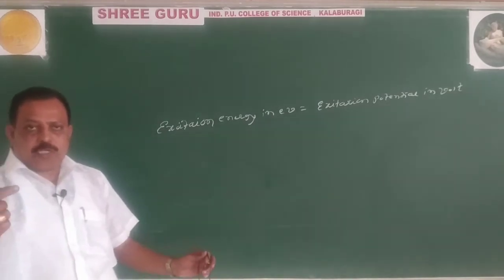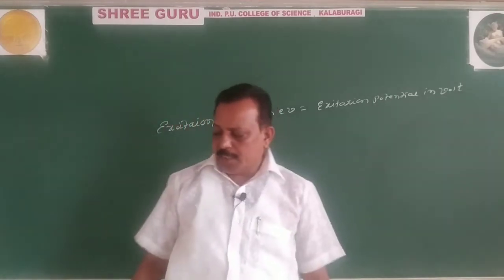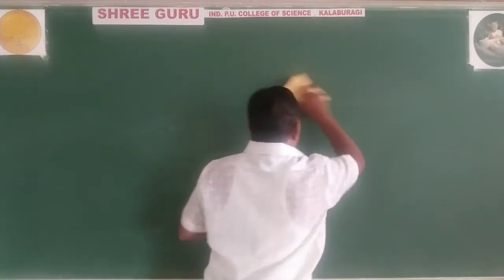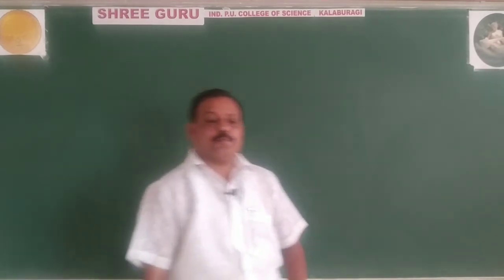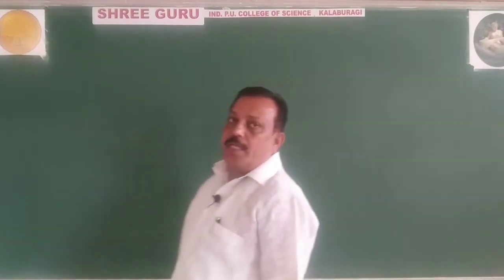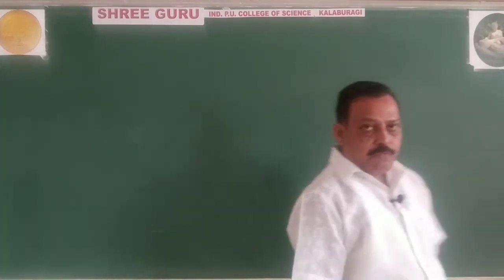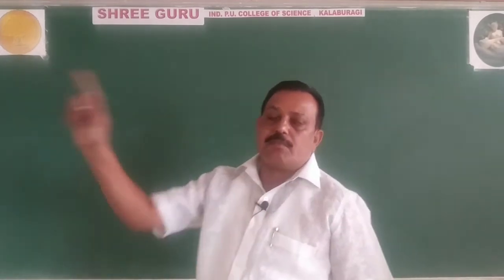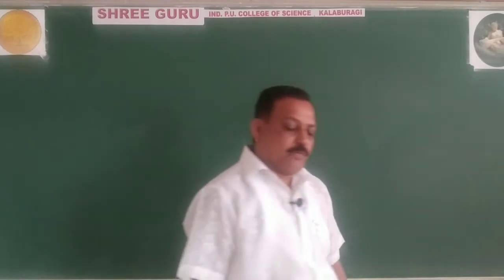From one orbit to another orbit we say excitation; completely removing the electron from the orbit, that is nothing but the ionization concept. Then I come across ionization. Ionization is the process of removing the electron completely from the atom. The amount of energy required to remove the electron completely from the atom is known as ionization energy, and this ionization energy is measured in terms of electron volt.